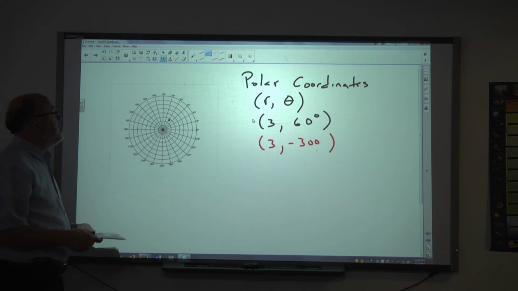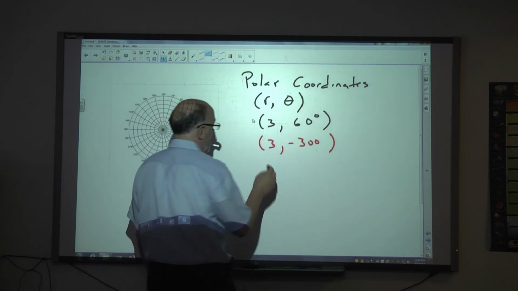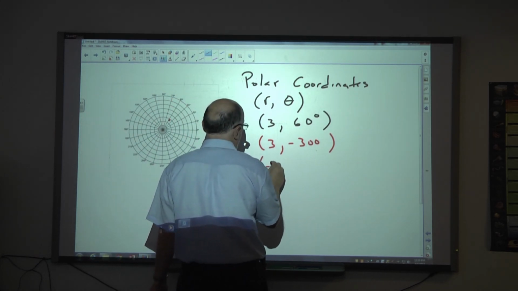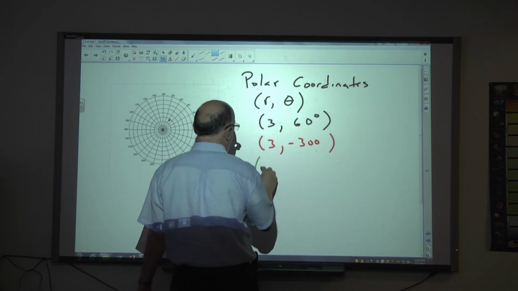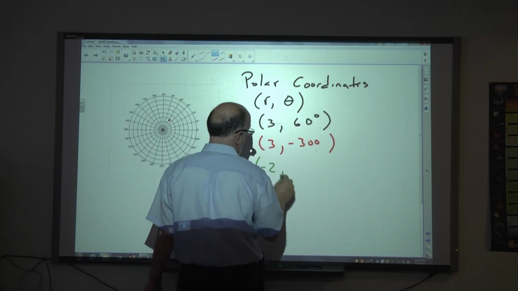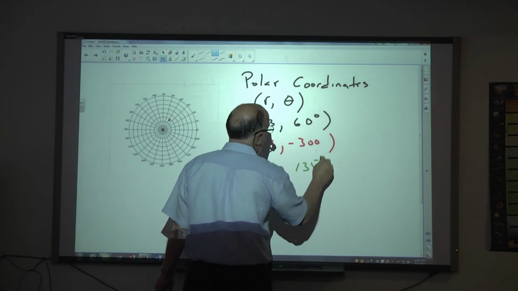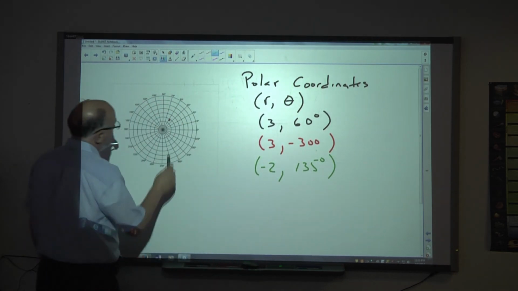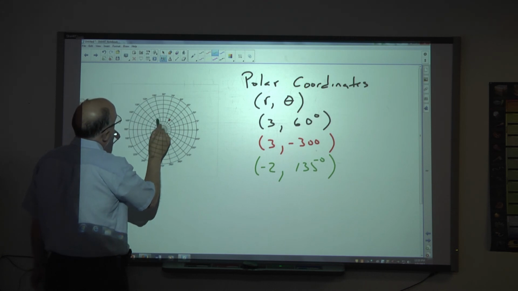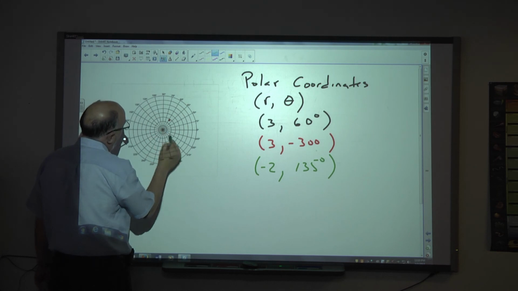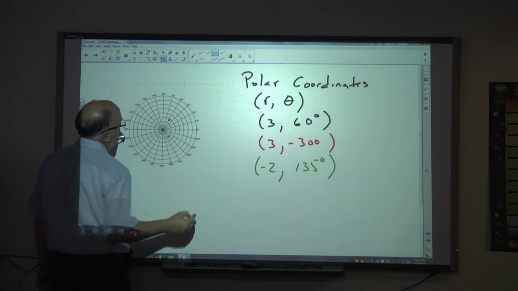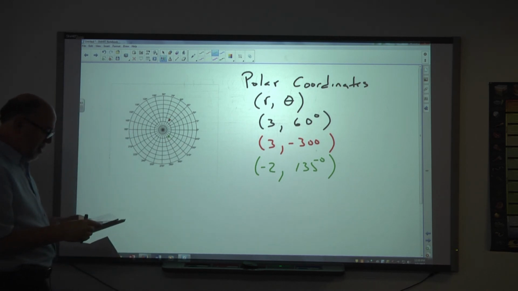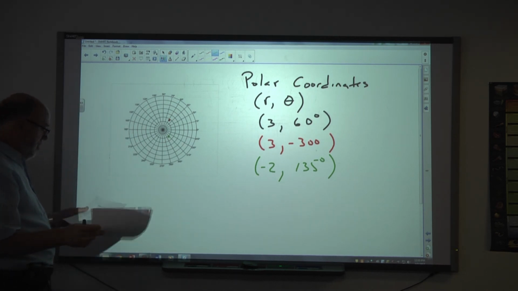Now, what happens if I wanted to grab the point, let's do a color, let's say I want to grab the point -2, 135 degrees? Right? So go out the circle radius 2, go to 135, but because we want the negative, we'd actually go across and end up down here, right? So the negative puts it on the opposite side, where you're negative r.